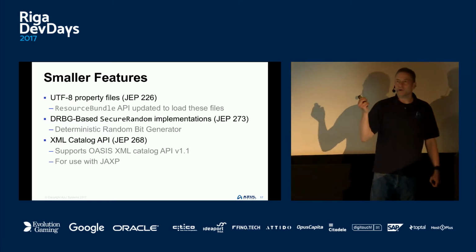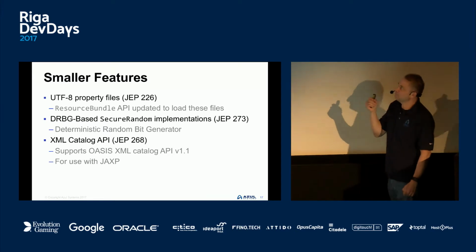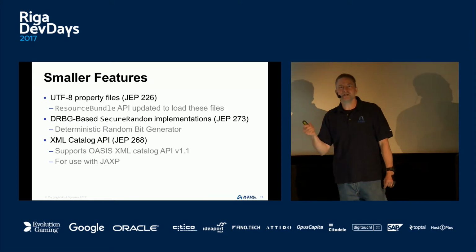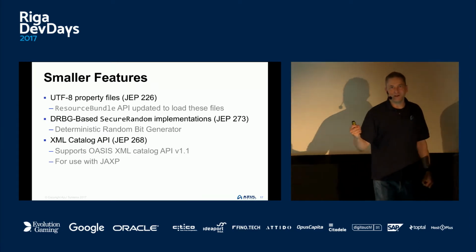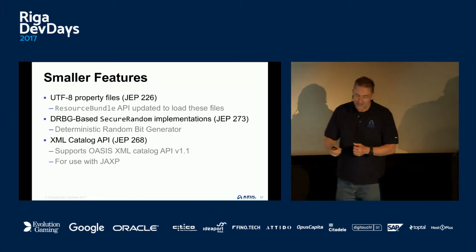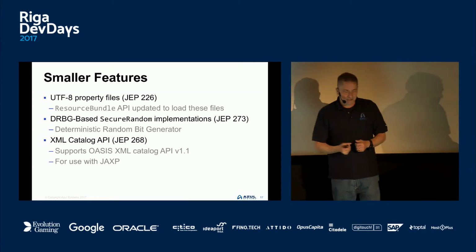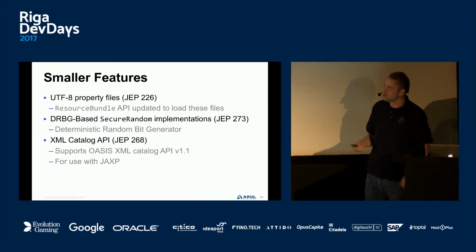So we can now use UTF-8 for property files. The big thing about that is that you can use Unicode for your property files, which means you can use emojis in your property files or lowercase Cherokee in your property files. A few things were updated in terms of that. The resource bundle API needed to be updated to use that, so that was okay.